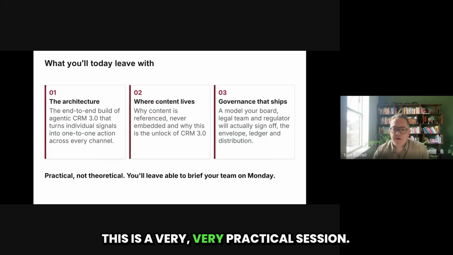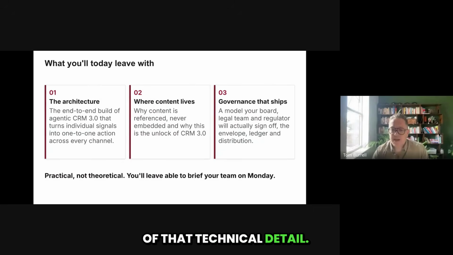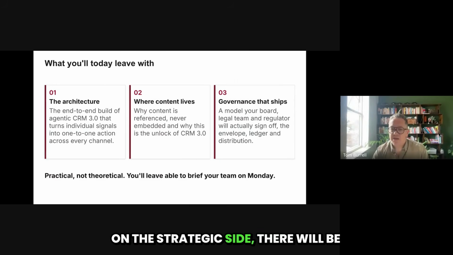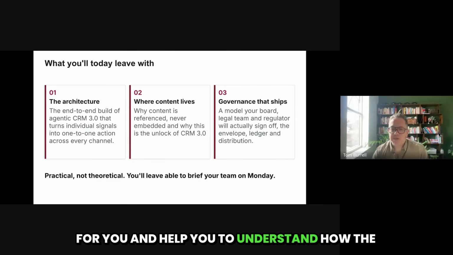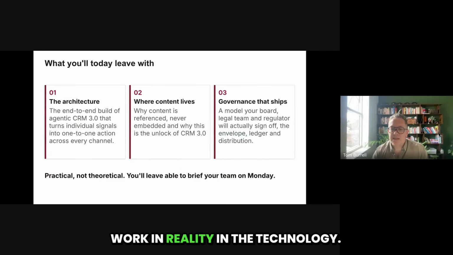This is a very, very practical session. You will get into quite a lot of technical detail, by the way, so people who like that will have all of it. You'll be able to take this plan away and execute it yourselves on Monday. For those who are less technical and more on the strategic side, there will be analogies as we go through the session that will hopefully bring it to life and help you understand how the technical elements I cover actually work in reality in the technology.